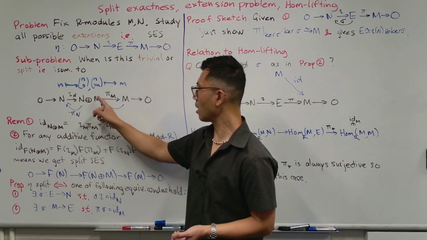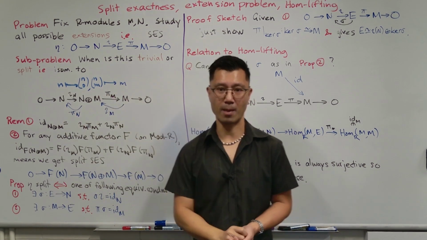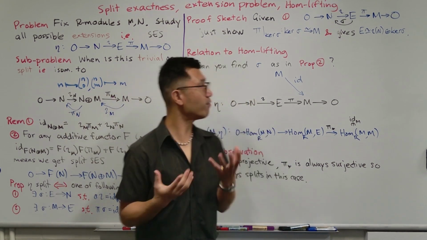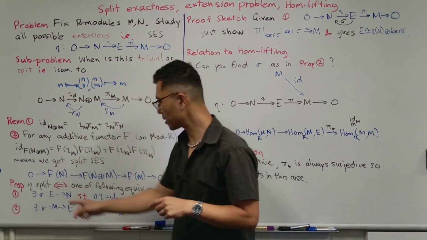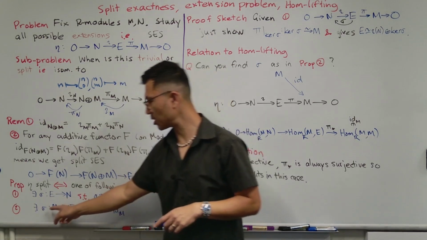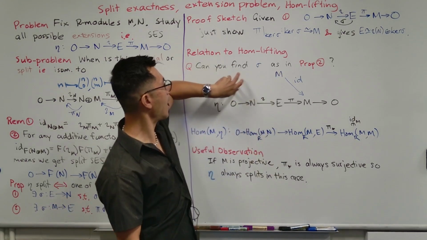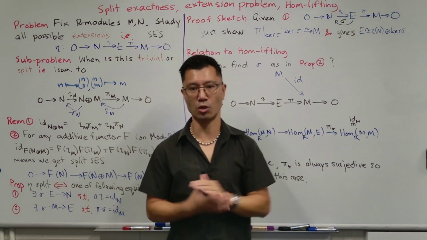Or we split this surjection with this map here. Okay, so how do we find the sigma? Let's look at the second case here. How can you find sigma as in proposition 2?